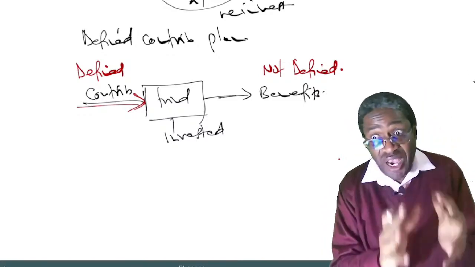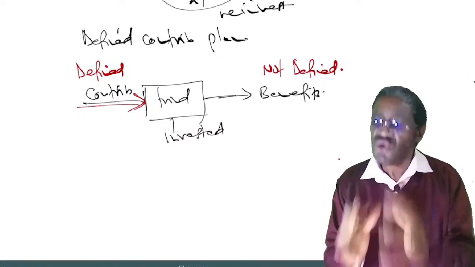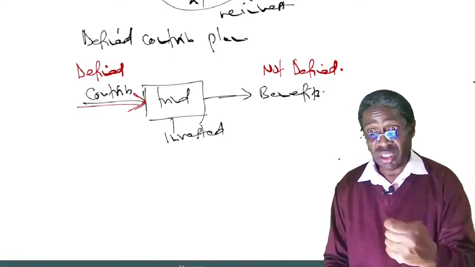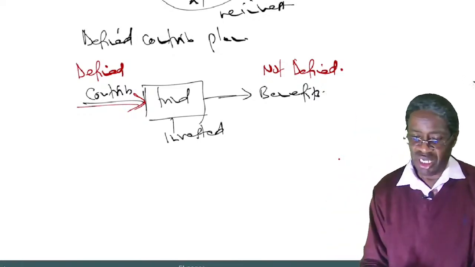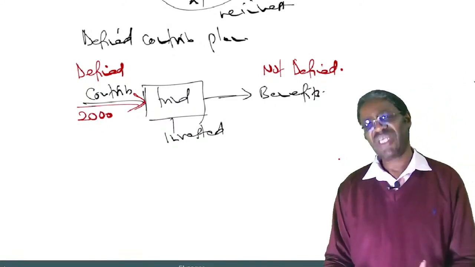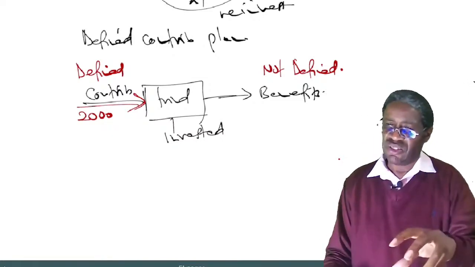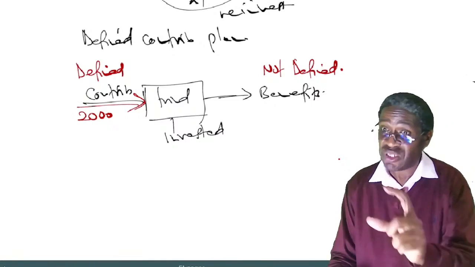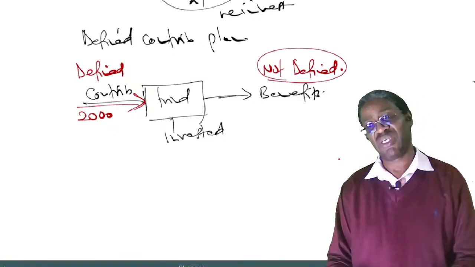So in a defined contribution plan, the contributions are defined. The contributions are known in advance. Meaning, as an employer, you know your obligation either every month or every year. For example, you may be contributing 2,000 every year or 2,000 every month into the fund. That means that contribution is known in advance. But how much will the employees take home at the date of retirement? The benefits are not defined.